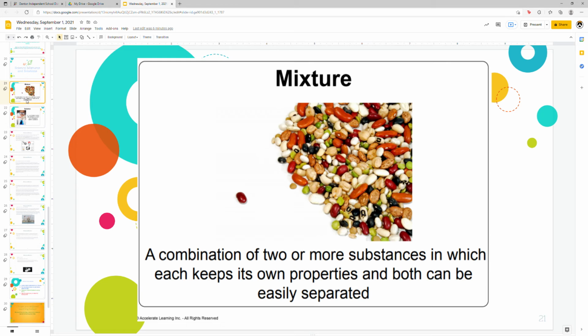Our first one being mixture. A mixture is a combination of two or more substances in which each keeps its own properties and both can be easily separated. You should be familiar with the example in the picture here. I've talked about it a lot in class. I like this one because it's easy to see that these beans are mixed together, right? But this is just a mixture because they are different sizes, shapes, there's different kinds of beans. We could easily separate those again if we wanted to.